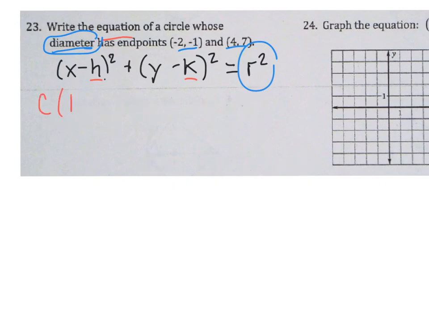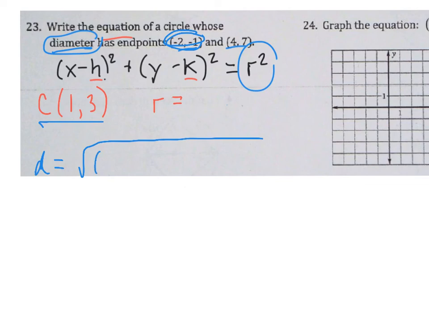So the center is (1, 3). Next thing I need is my radius to complete my equation. Well, to find the radius in a circle, you just need the distance from the center to any point on the circle. Doesn't matter. So let's do the distance from my center to (-2, -1). So I'm going to have to use the distance formula.